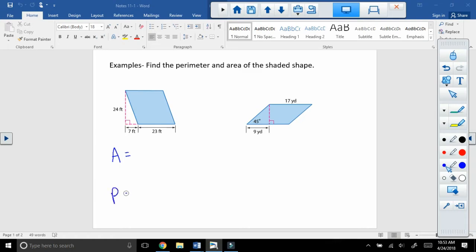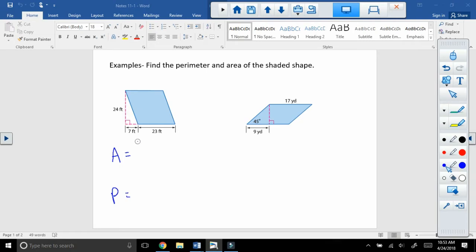Notice here for this parallelogram, you have everything you need to find the area, but you don't have everything you need to find perimeter. And usually the questions will be set up like that, where one of them's really easy to find, and then the other one you have to do some extra work up front to be able to answer the question. So for area, what is the base and the height of the shaded part, or of that parallelogram?